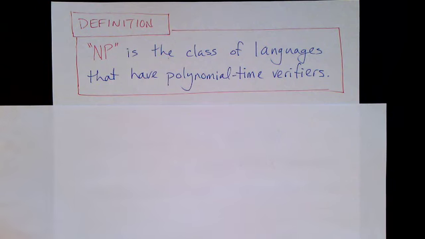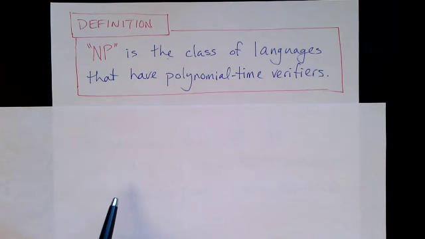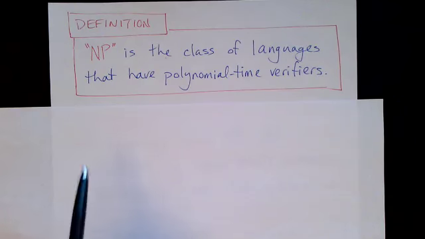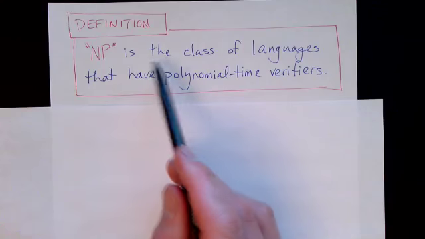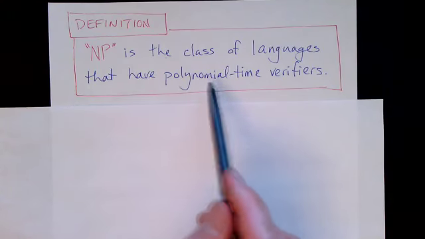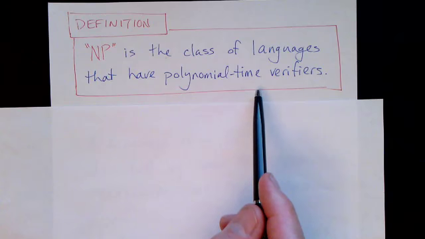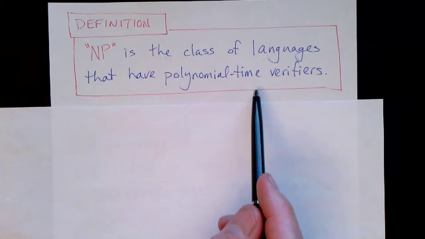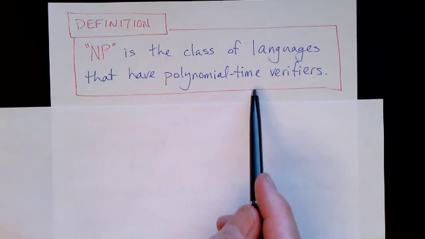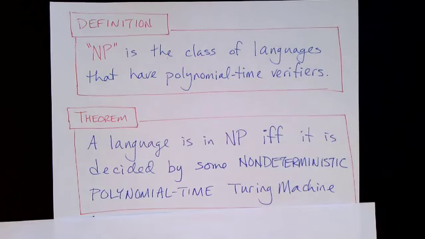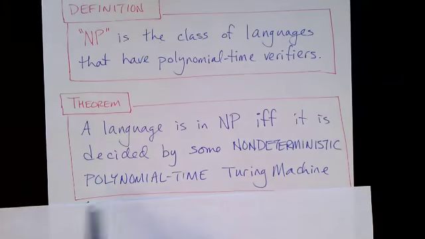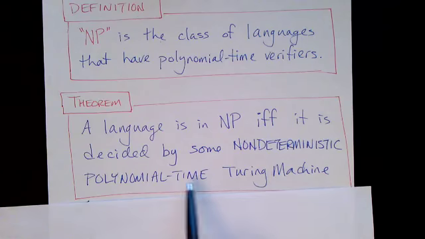Now we're ready to give the definition of the class NP. There are really two definitions and they're equivalent. So we're going to present one of these as the definition of NP and the other as a theorem that they're equivalent. Let's start with this definition first. NP is the class of languages that have polynomial time verifiers. So we can see that the Hamiltonian path problem has a polynomial time verifier, so it is in the class NP. The other definition concerns a non-deterministic Turing machine that runs in polynomial time.